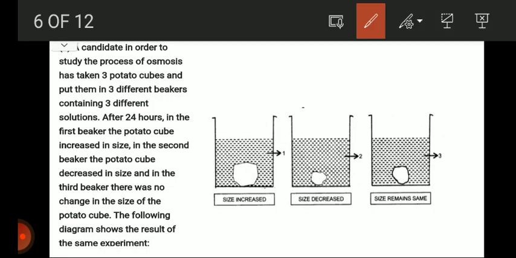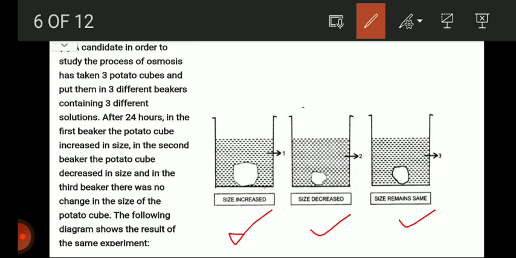Now come to the third question. A candidate, in order to study the process of osmosis, has taken 3 potato cubes. Remember, I explained about the potato osmoscope. So, a candidate, so as to study how this osmosis occurs, has taken 3 potato cubes, 1, 2, and 3. And that candidate has put them in 3 different beakers that also contain 3 different solutions.